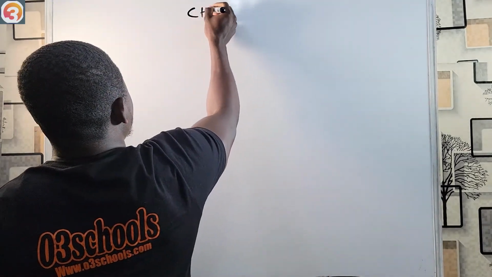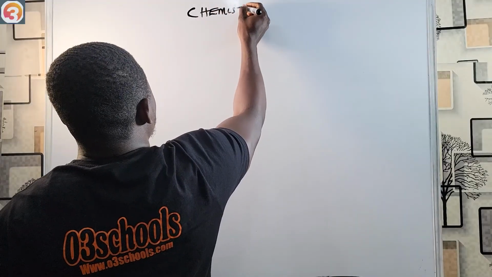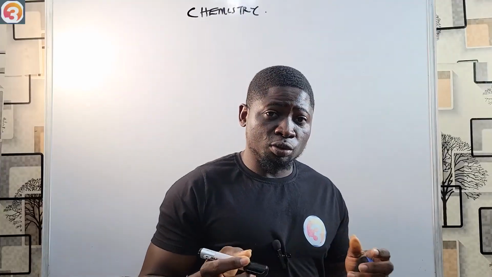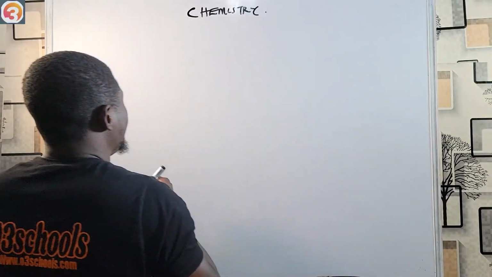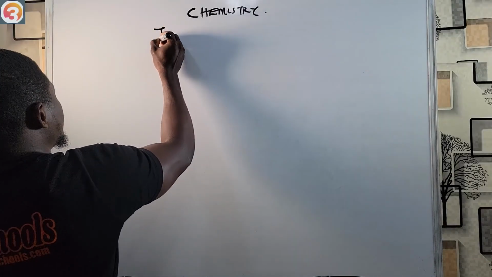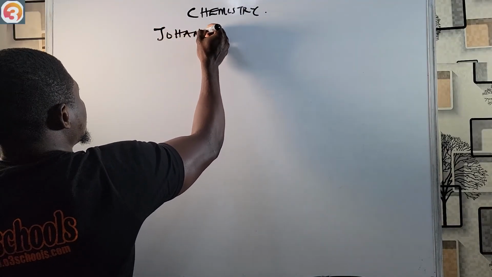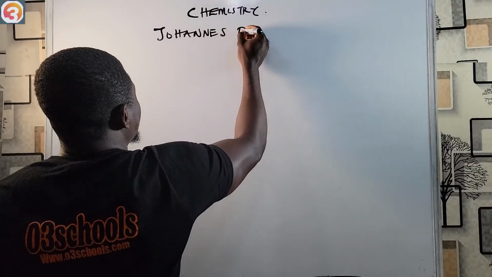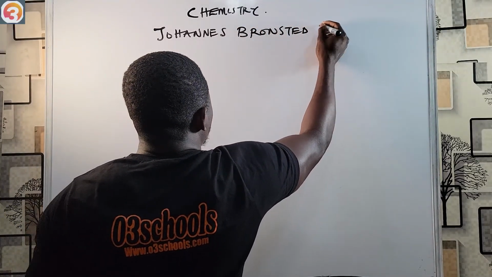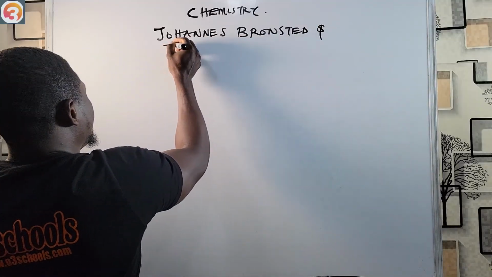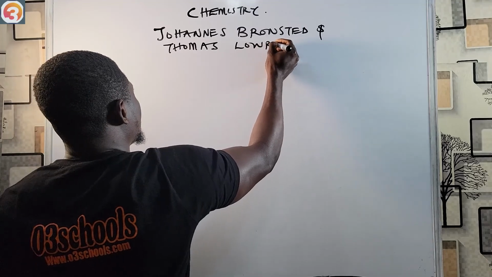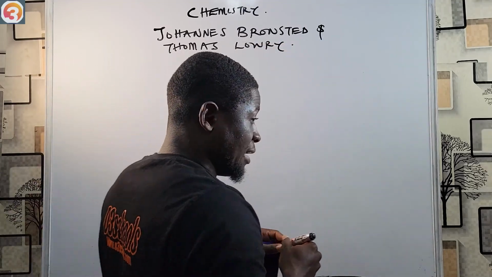So we're having chemistry, and of course today we're going to look into Johannes Bronsted and Thomas Lowry's theory of acid and base. That's Johannes Bronsted and Thomas Lowry. Right, theory of acid and base.